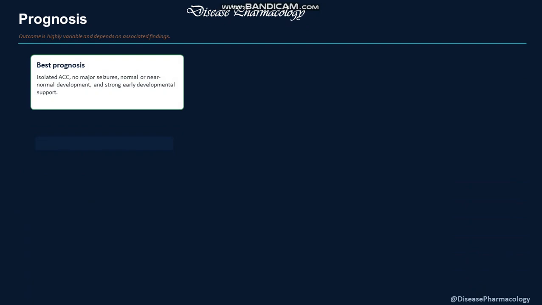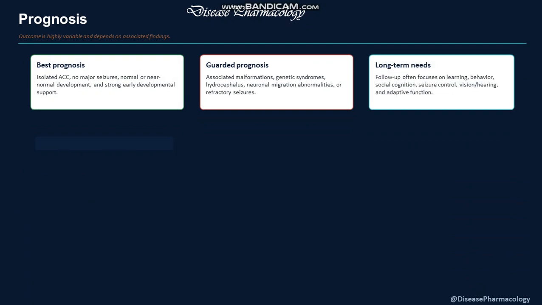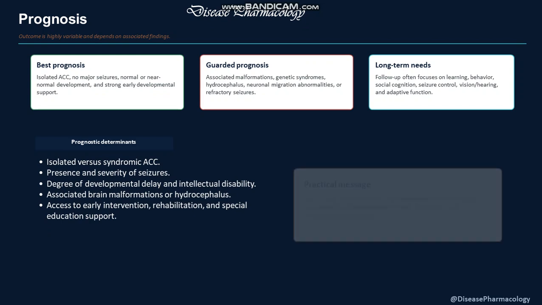Prognosis. Best prognosis: isolated ACC, no major seizures, normal or near normal development, and strong early developmental support. Guarded prognosis: associated malformation, genetic syndrome, hydrocephalus, neuronal migration abnormalities, or refractory seizures. Long-term follow-up should be there with the physician. Prognosis is determined by isolated versus syndromic ACC, presence and severity of seizures, degree of developmental delay and intellectual disability, associated brain malformation or hydrocephalus, access to early interventions, rehabilitation, and special education support.